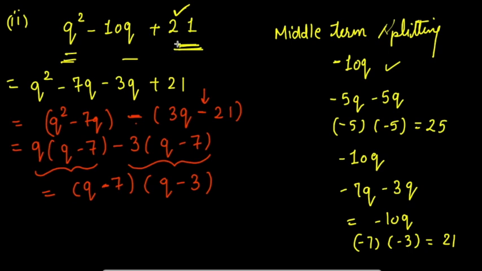So again, why are we not able to apply the algebraic identity? Because this is a perfect square number, but this is not. Okay. Now I will be explaining you the last part of question number 5, which is p square plus 6p minus 16, right?